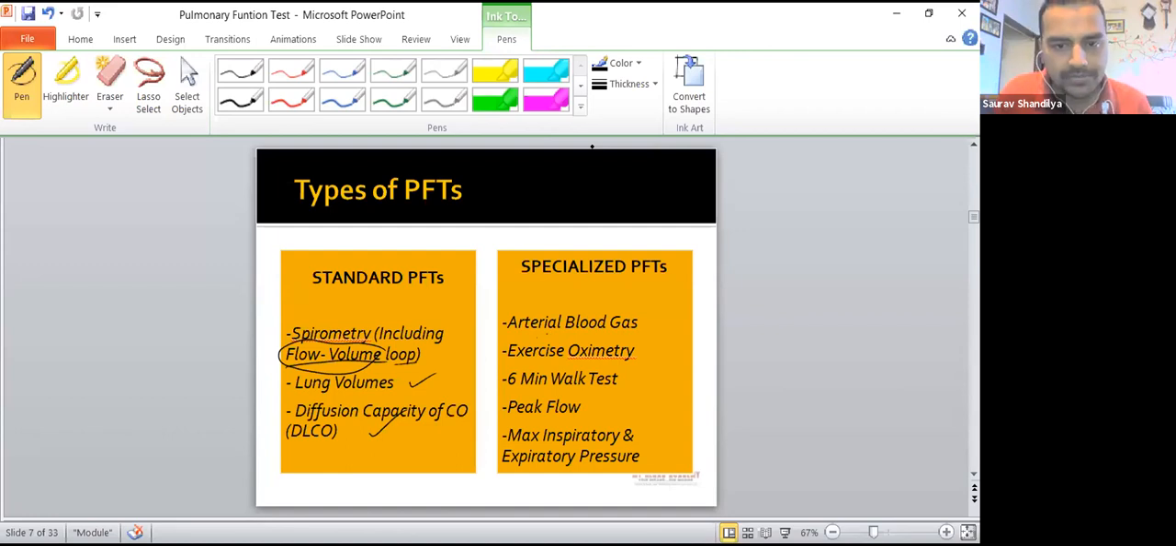No problem. Irfan says the flow volume loop is a plot of inspiratory and expiratory flow on the y-axis against the volume axis during the performance of maximally forceful inspiration and expiration. Yes, you are right, 100%.